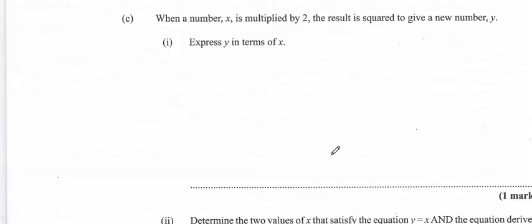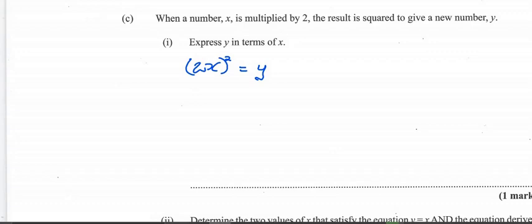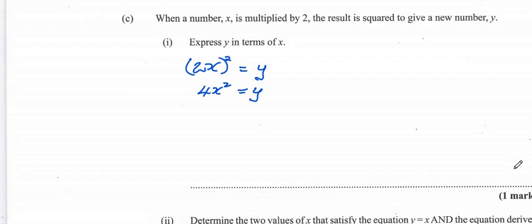Next part of the question. We see, when a number x is multiplied by 2, the result is squared to give a new number y. Express y in terms of x. So let us do the first point. The number is x. It is multiplied by 2, so it becomes 2x. And this result is squared, so we have this squared. And it is given a new number, therefore it is equal to the new number, which is y. So to simplify this, we'll have that 4x squared would be equal to y. So that would be the expression, and you'll get your 1 mark there.